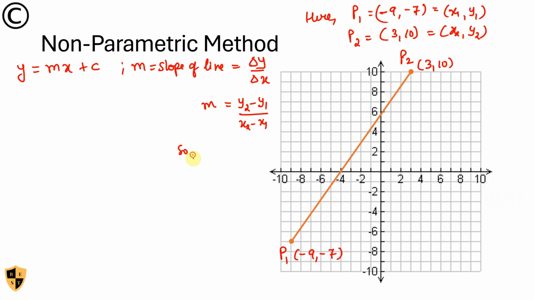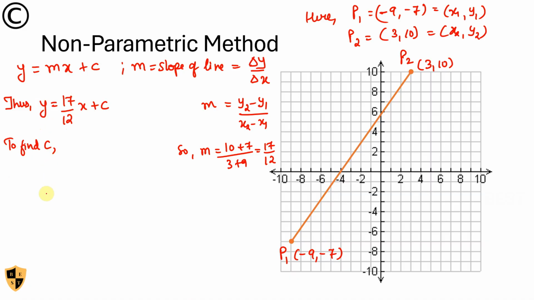So the slope we will get as 10 plus 7 divided by 3 plus 9, which is 17 by 12. So we got the slope. The equation now is y equal to 17 by 12 x plus c. Now let's find this c.